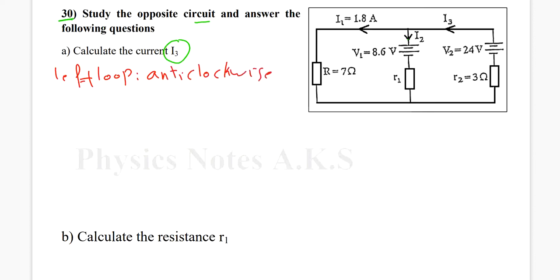Okay, so we start with the battery. Since it's going anti-clockwise, my direction will go out of the positive of the battery, so it's going to be 8.6. Now I have the current I1, it goes through the resistor 7, and since the I1 agrees with the direction of motion, it is going to be minus I1 multiple R, which is minus 1.8 multiple 7.